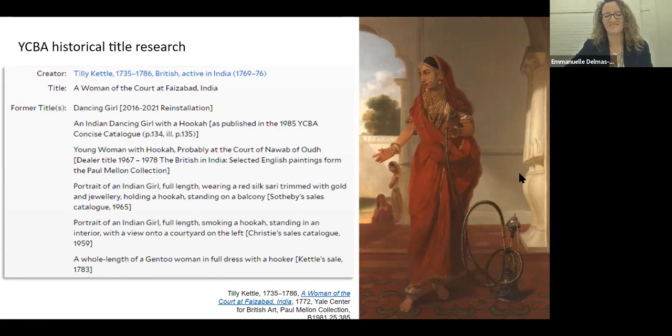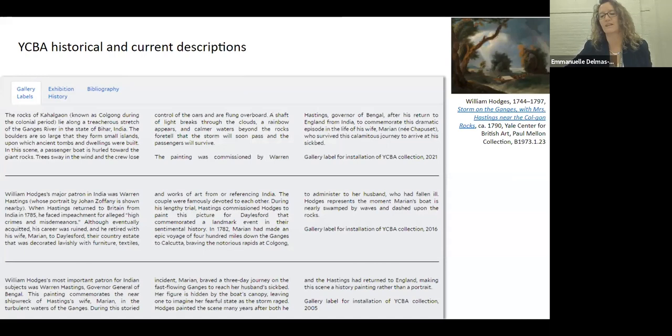Next slide, please. Another step we've taken is to publish past and current gallery labels and other museum essays. And we've begun to add the date and purpose of this text to add further context. And here you see three labels for that one object from three different years, starting in 2005, I think. Next slide, please.